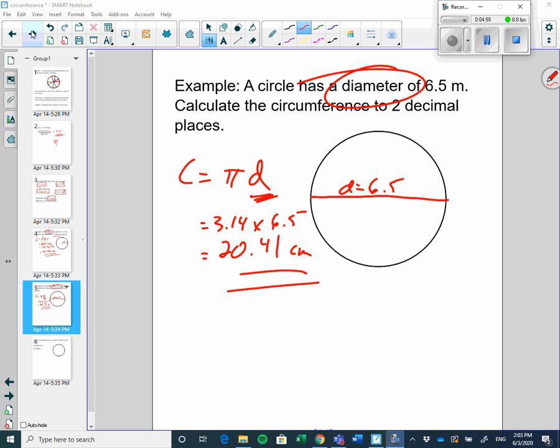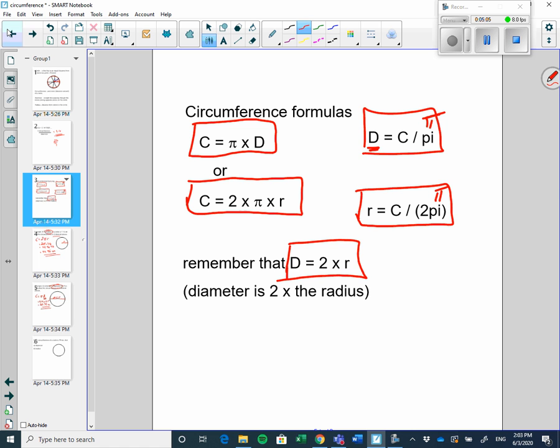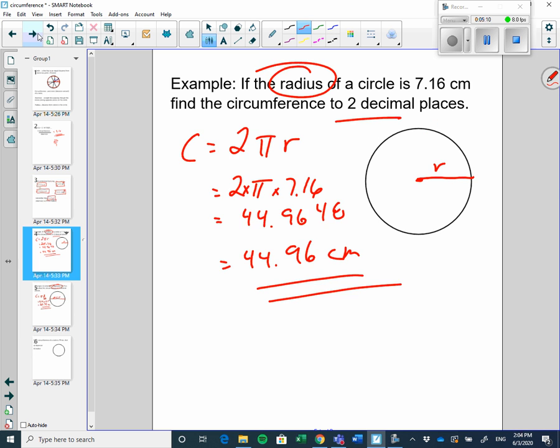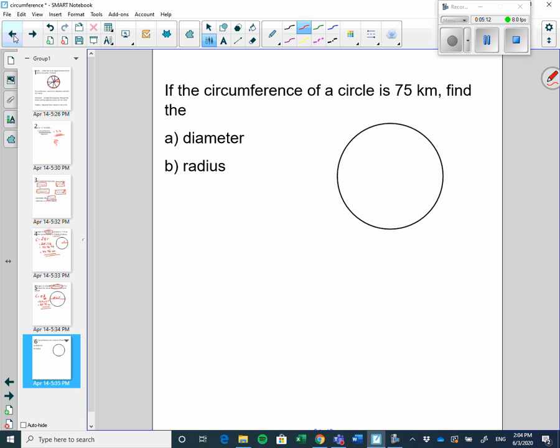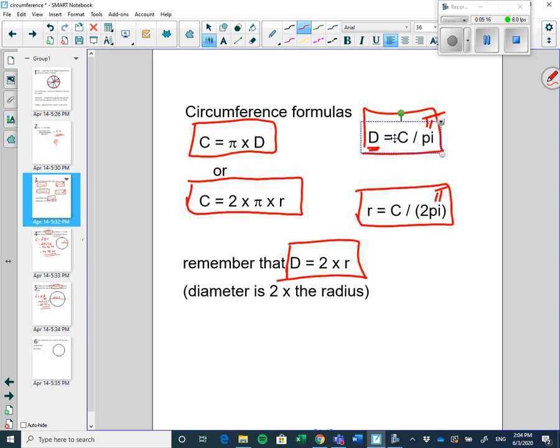Okay, let's go on to the last example here. Here it says if the circumference of a circle is 75 kilometers, find the diameter, find the radius. So go back to that page with the formulas. You might want to write those down right here. We were asked to find the diameter and the radius. So we're going to need these two formulas right here. This one and this one.